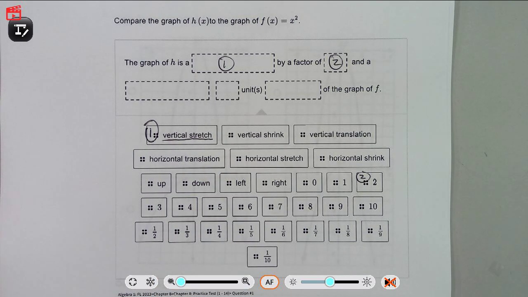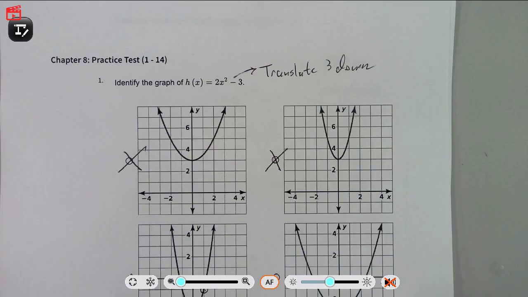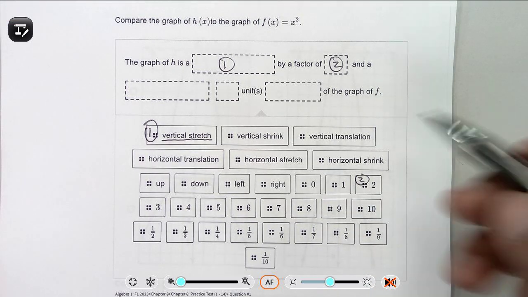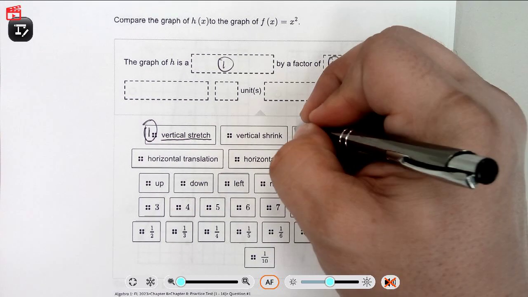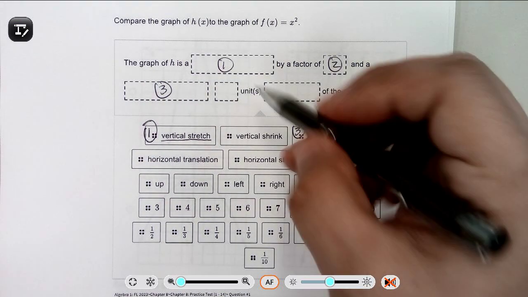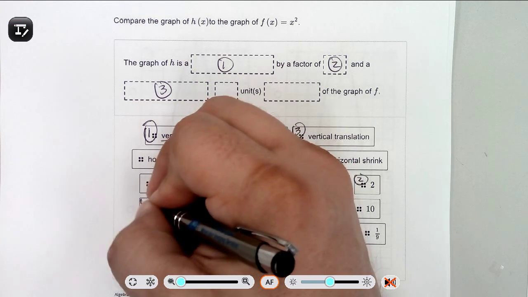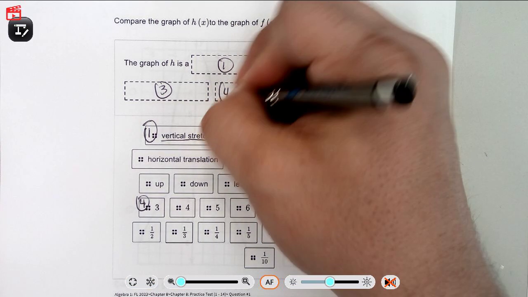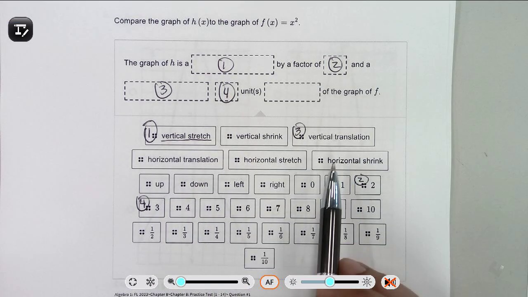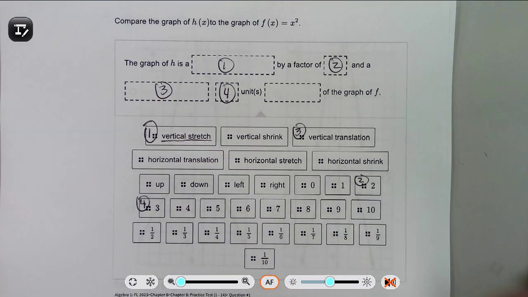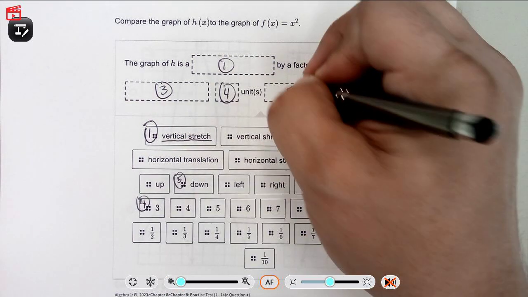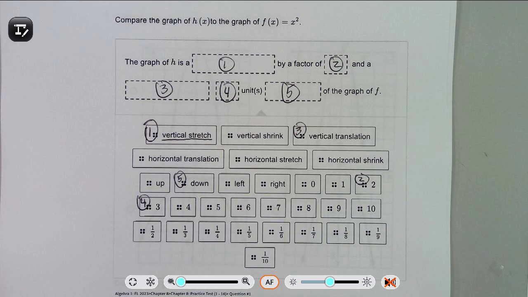And we said it again, it's also a translation down 3. It was vertical, up or down. So vertical translation, 3 units. So that's box 4. And down. I would hope that if you did vertical translation, you would do up or down as your answer in that box, not left or right. On to number 2.